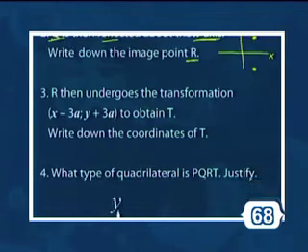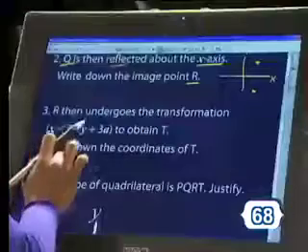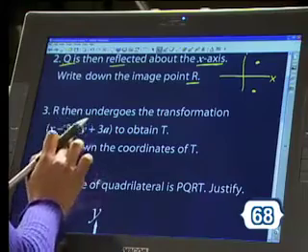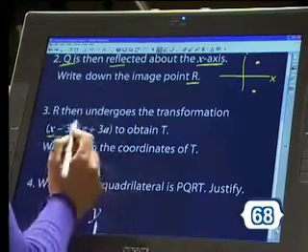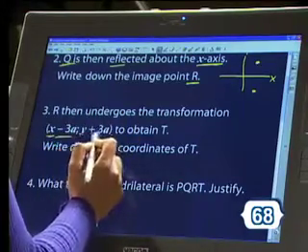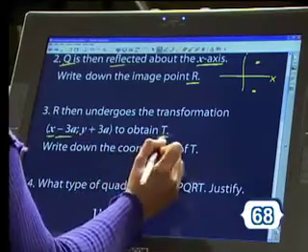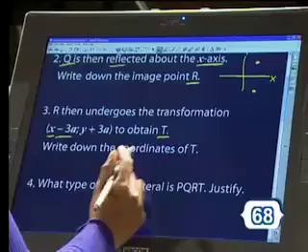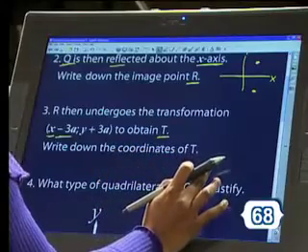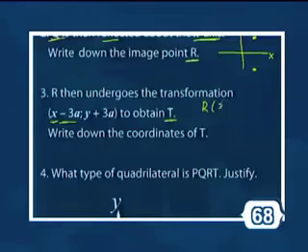So here we are told that R undergoes the transformation (x − 3a, y + 3a). In other words, from the x coordinate we take away 3a, and to the y value we add 3a, to obtain a point T. They would like us to write down the coordinates of T. Remember, the coordinates of R are (2a, −a).